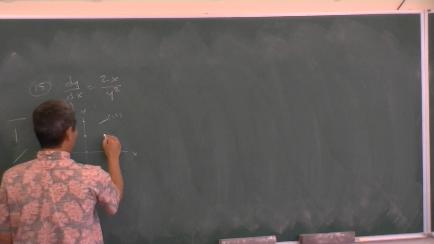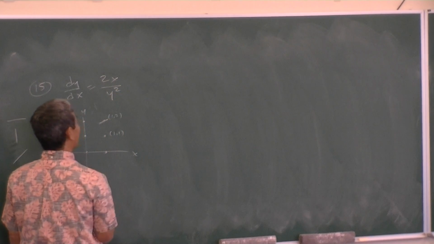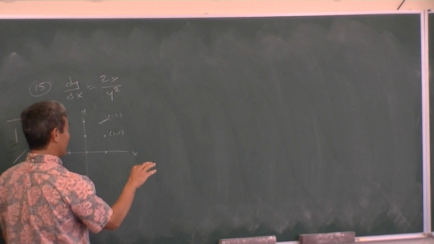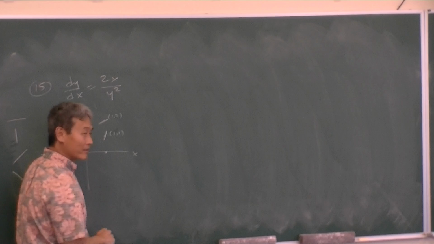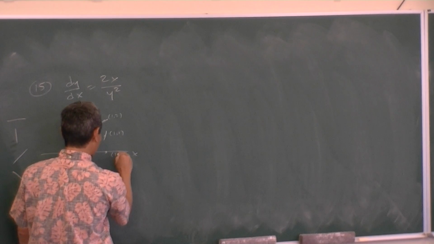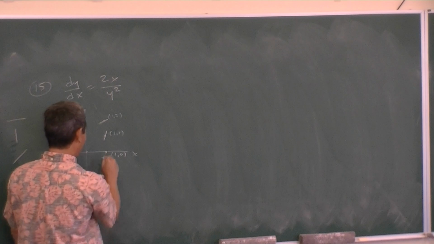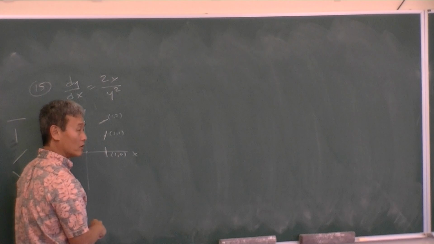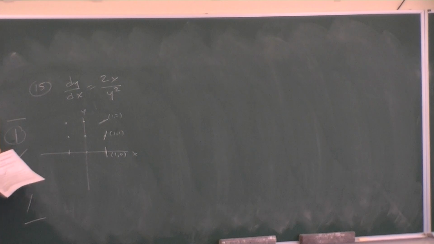What about this point? The coordinates are 1, 1. If I plug in 1 for x and 1 for y, you get 2. So draw a hash mark that has a slope of 2. See how it's steeper than 45 degrees? This is the point 1, 0. Plug in 1 for x and 0 for y: undefined, so it's vertical.